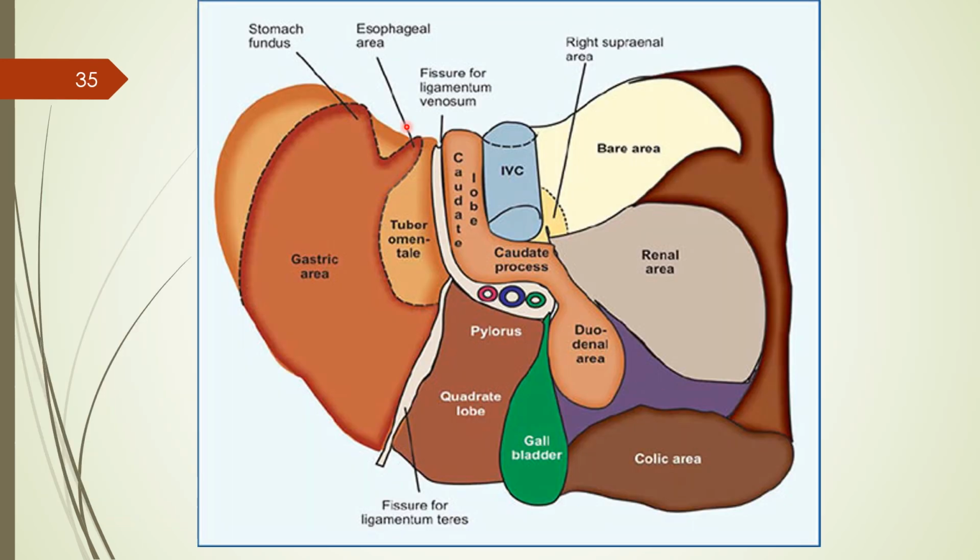This is how I told. This is the esophageal impression. This is the gastric impression. Here will be the lesser omentum and the omental tuberosity, we call it. This is the caudate lobe, caudate process. Here will be the papillary process. Fissure for ligamentum venosum. This is your porta hepatis, quadrate lobe, caudate lobe. This is the duodenal area. There will be the pyloric part of the stomach. This is the gallbladder fossa. This is the colic area, renal, and here will be the right suprarenal gland. These types of diagrams you can use in your exams also.